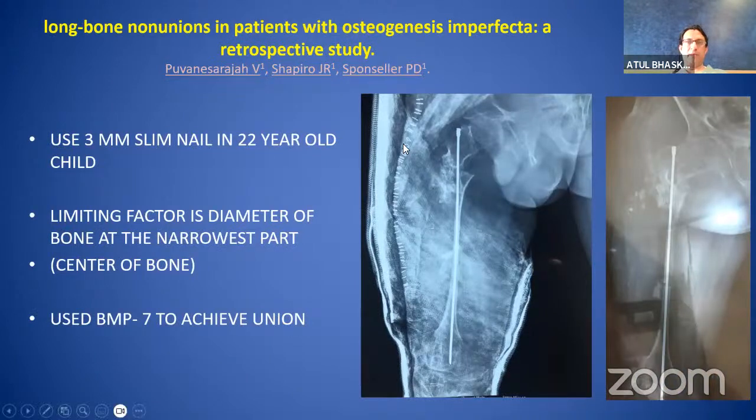This is the only time I've used BMP in OI, this child who came from Dubai. He had a non-union of the subtrochanteric area. His bone was so narrow, his canal was so narrow, that I used a slim nail. And this is the only child I've used BMP along with allograft.